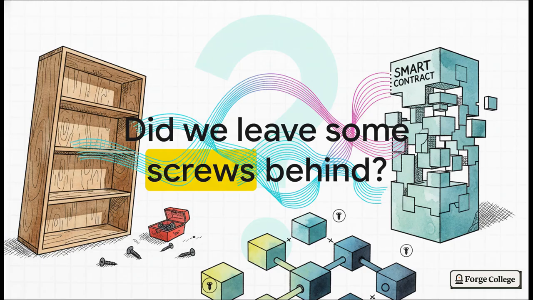Well, in the realm of smart contracts, those leftover screws are unhandled errors or reverted transactions. And in Web3, a leftover screw doesn't just mean a wobbly shelf that might drop some books. It means a fundamentally broken, compromised financial system that drops user assets. Yeah, so we have to verify absolutely everything.